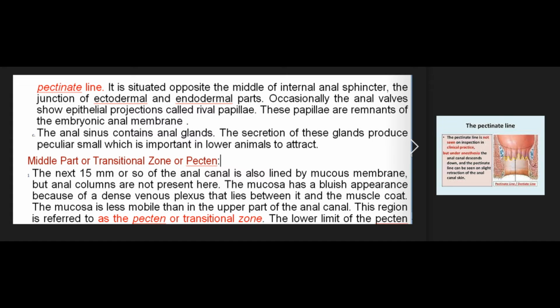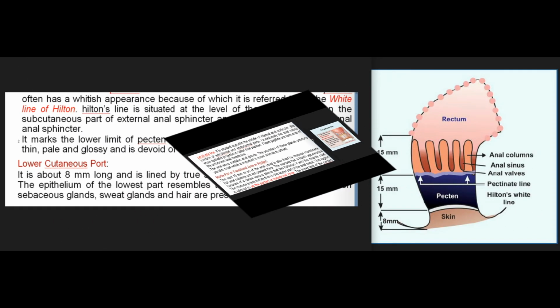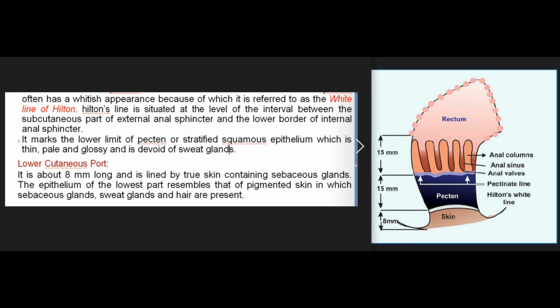The lower limit of the pecten often has a whitish appearance, because of which it is referred to as the white line of Hilton. Hilton's line is situated at the level of the interval between the subcutaneous part of external anal sphincter and the lower border of internal anal sphincter. 2. It marks the lower limit of pecten or stratified squamous epithelium which is thin, pale, and glossy and is devoid of sweat glands.